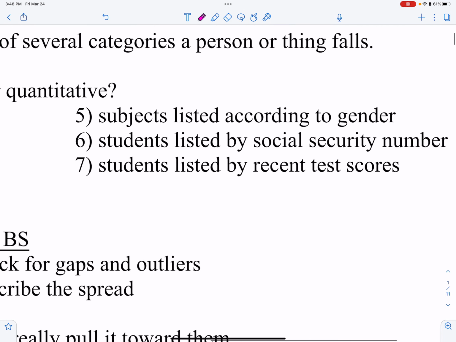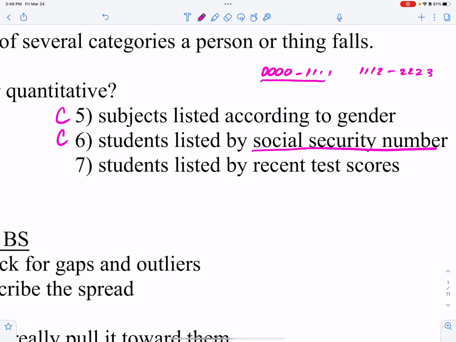The subjects listed according to gender. Gender would be the categories. The different genders would be the categories. Students listed by social security numbers. That would be categorical. Maybe you would look at the last four digits, and group them into ranges, like 0000 to 1111, and then 1112 to something else. So you have looking at the last four digits. That's categorical, and recent test scores is quantitative.